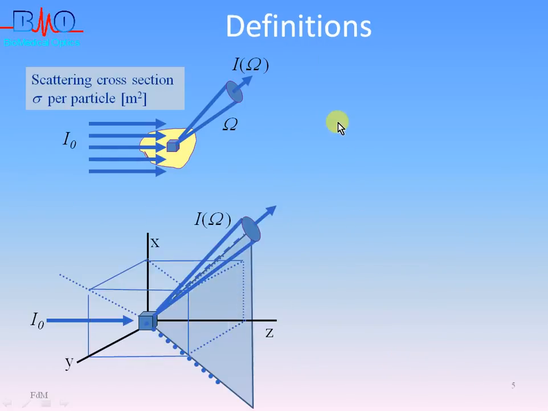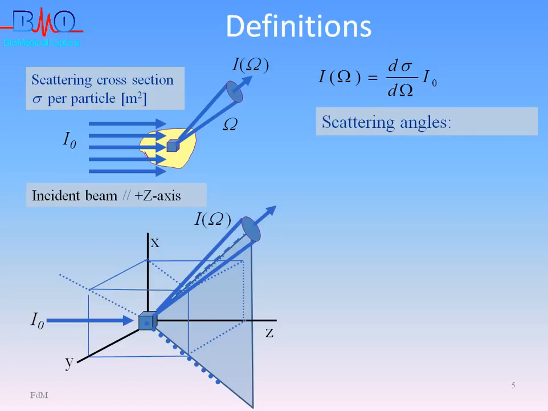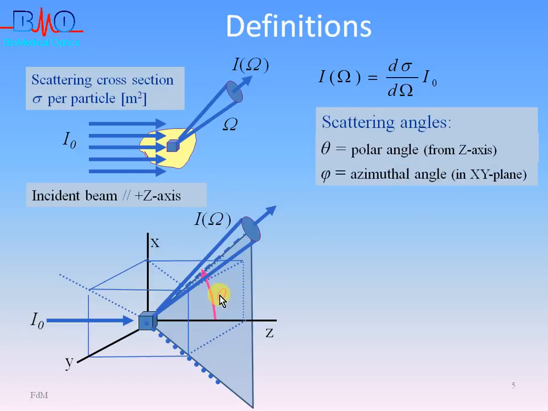Further definitions. Suppose the incident beam is parallel to the z-axis. We have written the I of omega expression, and now we define scattering angles. The polar scattering angle measured from the z-axis, theta, and the azimuthal angle measured in the xy plane, that's phi.